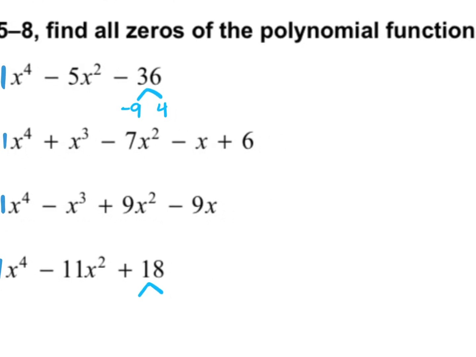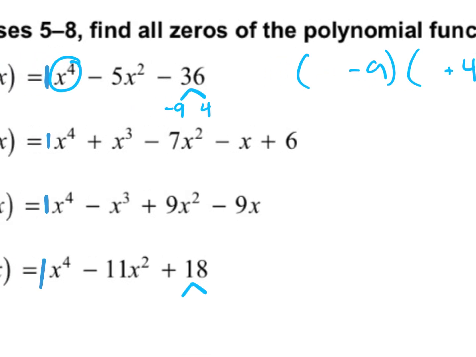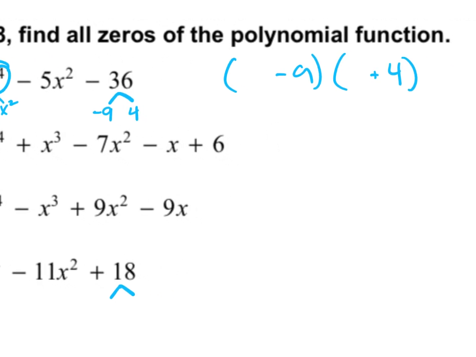So this is going to factor into, we have a minus 9 and a positive 4. But what's going to go in the first spot? X squared, because it starts with x to the 4th power. So this is going to break down into x squared and x squared. So we have x squared minus 9 and x squared plus 4.